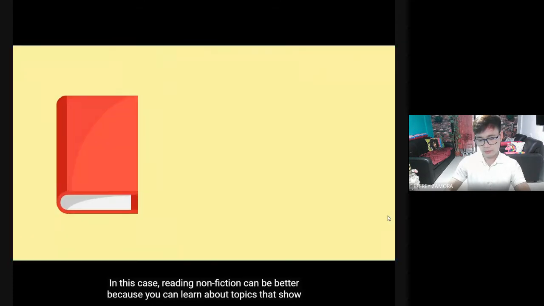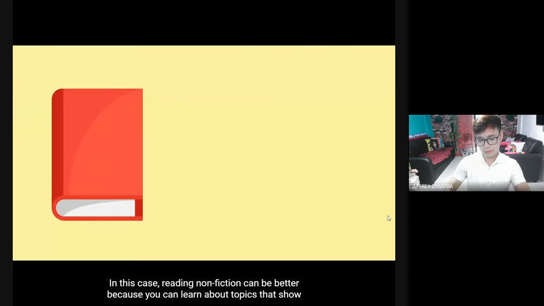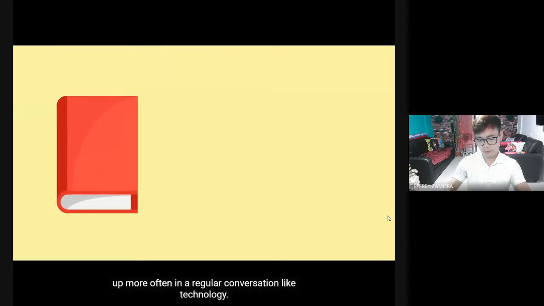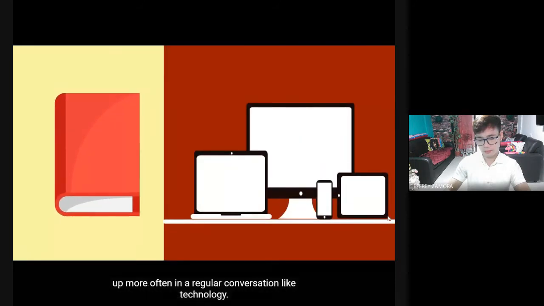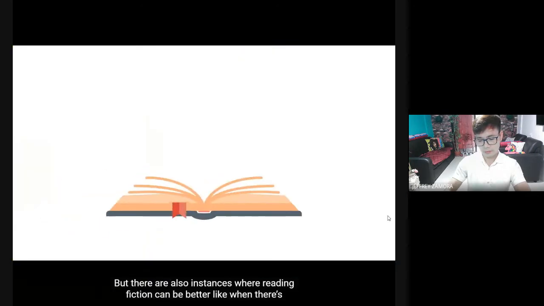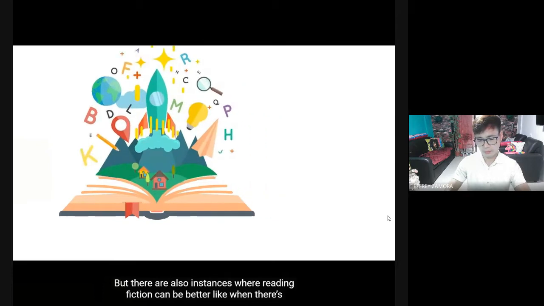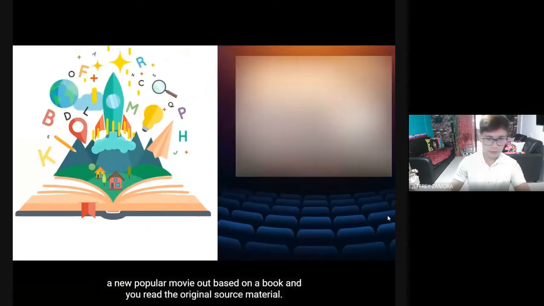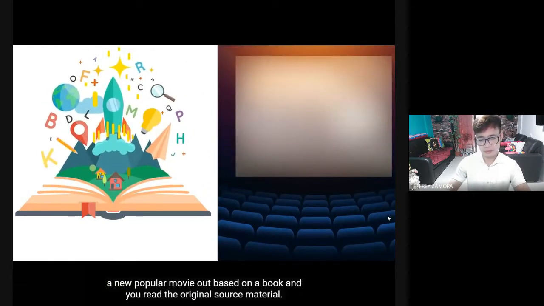In this case, reading nonfiction can be better because you can learn about topics that show up more often in a regular conversation, like technology. But there are also instances where reading fiction can be better, like when there's a new popular movie out based on a book and you read the original source material.